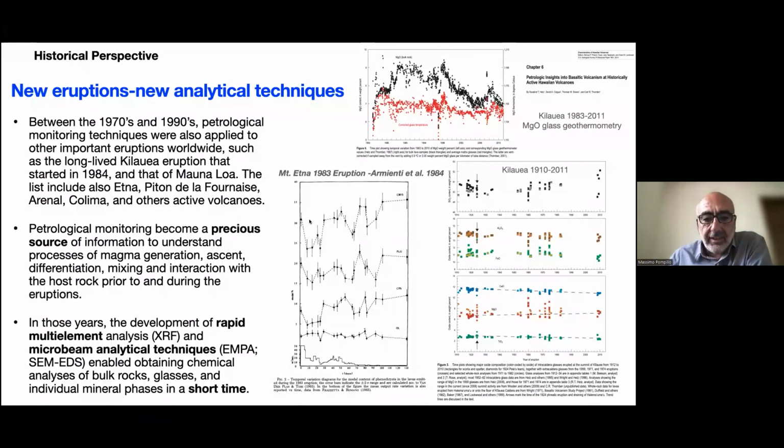You can see here, for example, the content of crystals during the 1983 eruption of Etna. The crystallinity, for example, increases from the beginning to the end. And this is also the Kilauea magnesium content from 1984 to 2012, and the correlated magnesium glass thermometry. This is temperature in red. You can see below also all the chemical variation in products of Kilauea from the beginning of the past century to 2010.